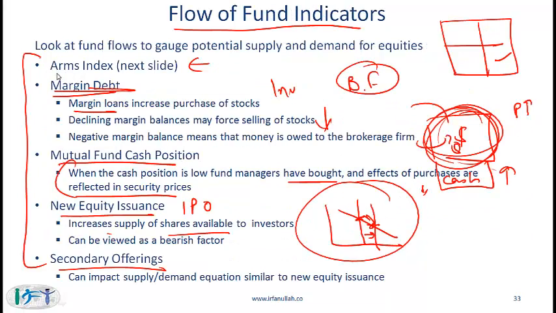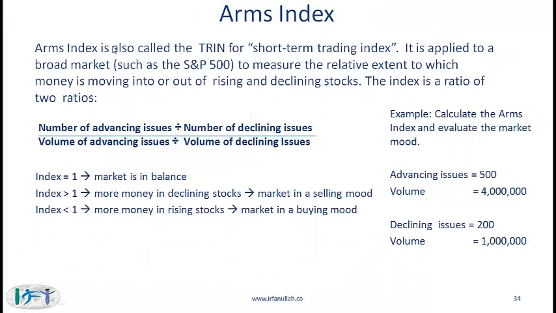Next, we will talk about the ARMS index. The ARMS index is also called the TRIN, for short-term trading index. It applies to a broad market such as the S&P 500 to measure the relative extent to which money is moving into or out of rising and declining stocks. The index is a ratio of two ratios.